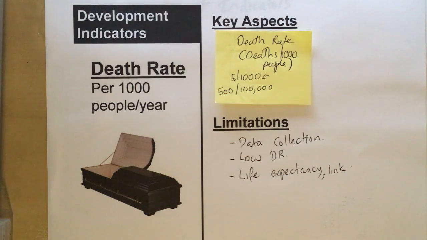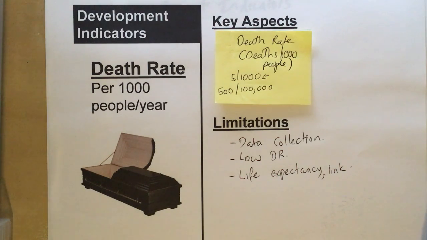The final thing that we're going to look at is the link to life expectancy. So that's how long people are expected to live. So think about this in a different way. The death rate is not always a good indicator of development because it's linked to the age of the population. Let's say, for example, a youthful population of a poorer country might have a lower death rate than a wealthier country where there's an aging population.